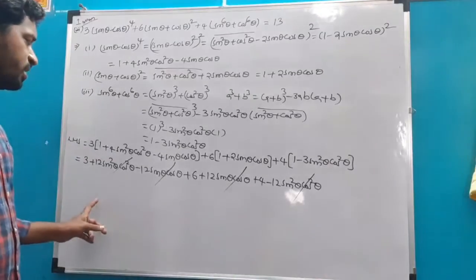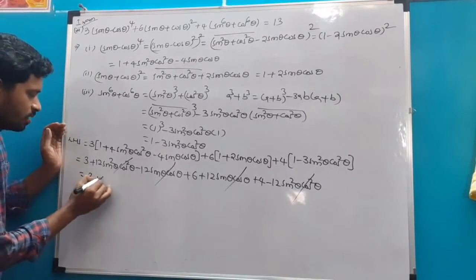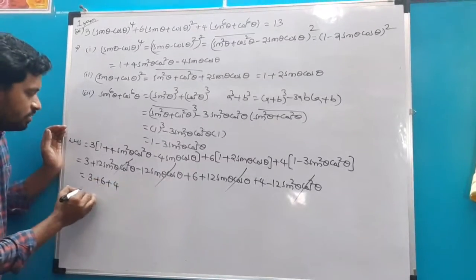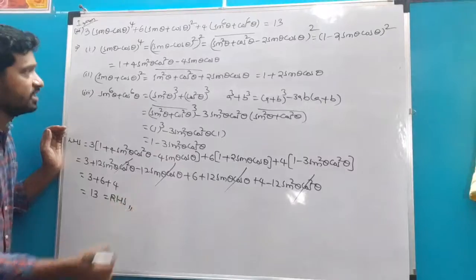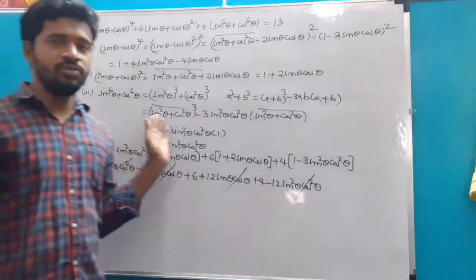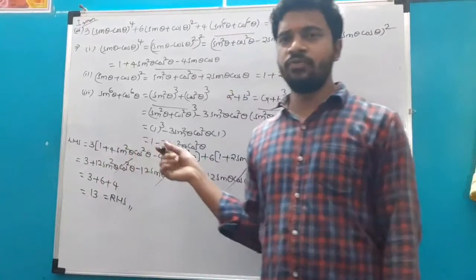Yes, what are the remaining terms here? 3 plus 6 plus 4. So what will the value become? 13. So which is the required answer? That is the RHS. The value of this one is equal to how much here? 13. Important question for 4 marks.